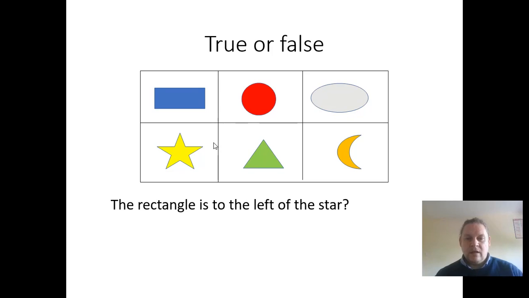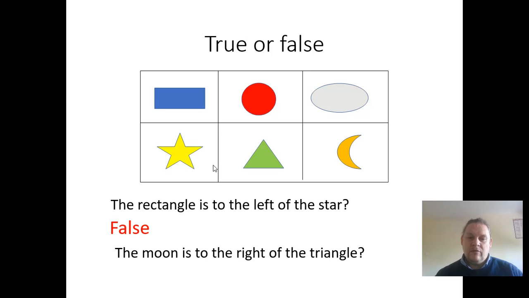The rectangle is to the left of the star. Is the rectangle to the left of the star? There's a rectangle. There's a star. So no, we couldn't say it's to the left of the star, could we? It's above the star. So it's false.